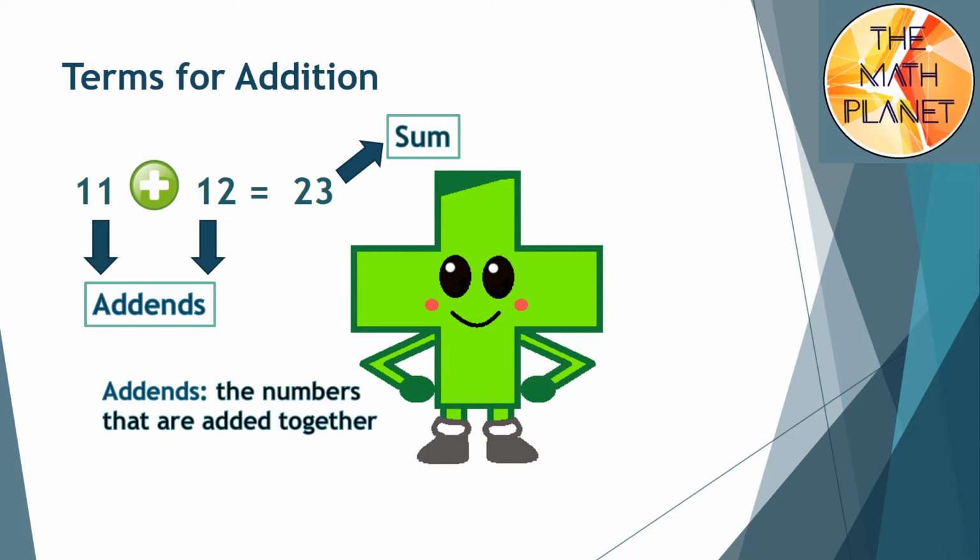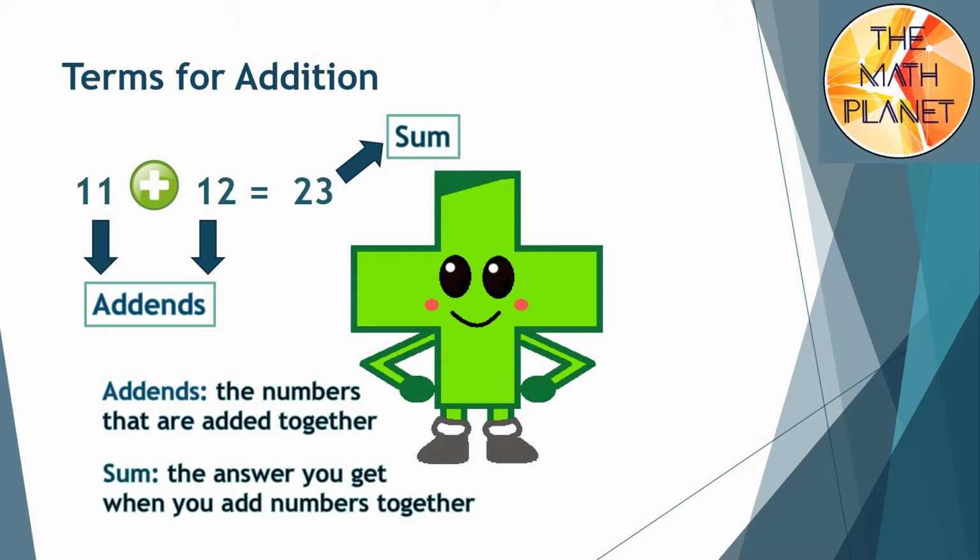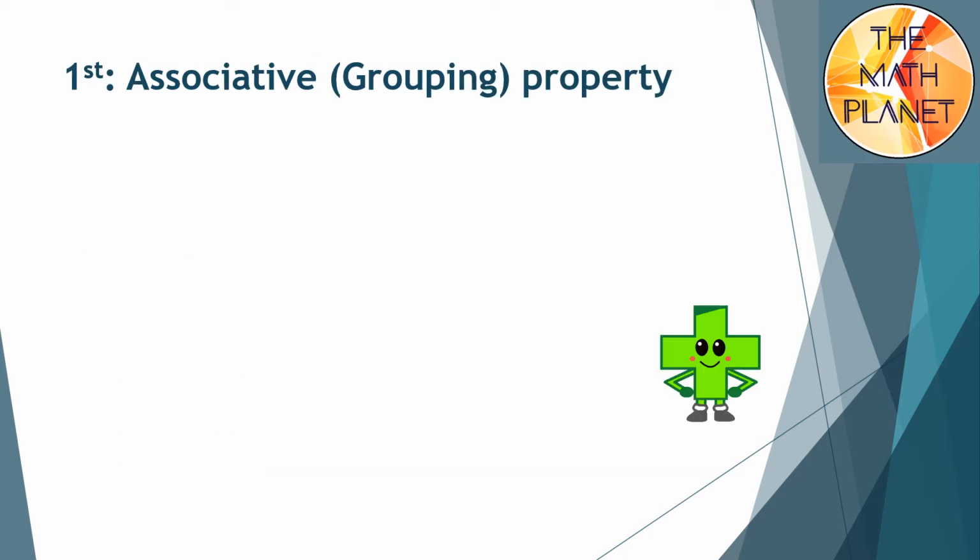So, the addends are the numbers that are added together. And in any addition equation, there must be at least 2 addends. And the sum is the answer you get when you add numbers together. Now that you know these basic definitions, you can start learning about the addition properties.